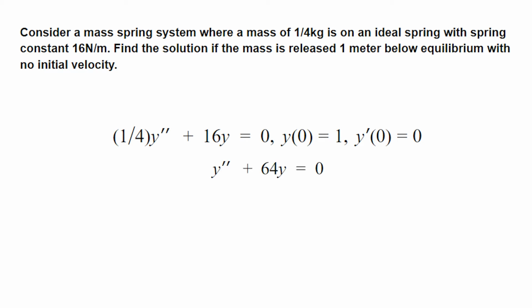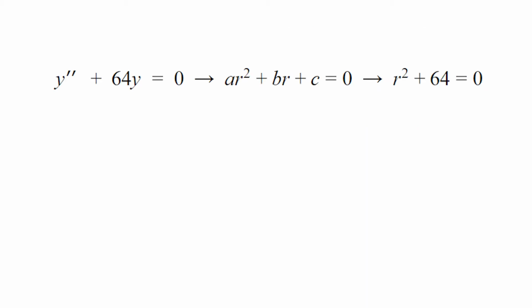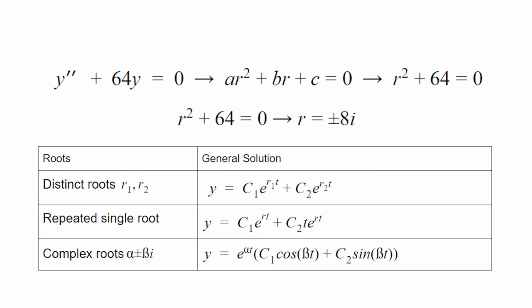Now we can just solve it like any other second order differential equation. Because it's equal to 0, we just need to worry about the homogeneous equation. We can rewrite this entire equation as a quadratic and solve for the roots. Based off the type of quadratic, we can put the roots into one of 3 general solutions. Because the roots here are plus or minus 8i, we can use the general solution for complex roots.